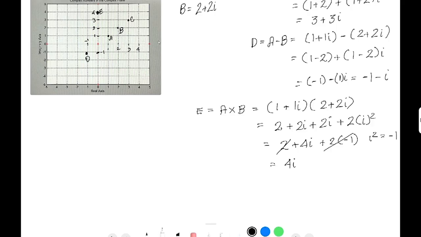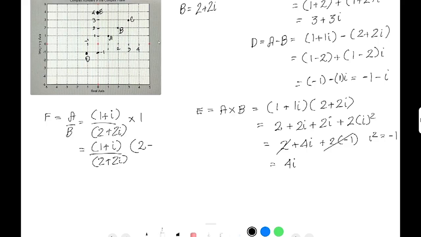Now division. Let's say we have a point F, and that's A divided by B. So that equals 1 plus i divided by 2 plus 2i. And so the first thing we do here with division is that we have to make sure our number never has an imaginary number in the denominator. And so in this case, we're going to multiply it by 1. And so this is how this works out. So we do 2 minus 2i over 2 minus 2i.